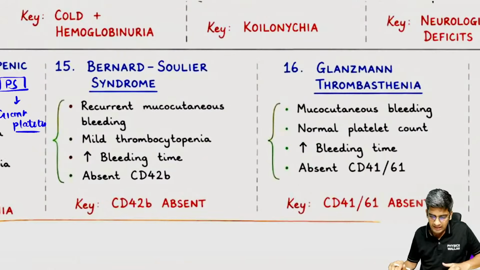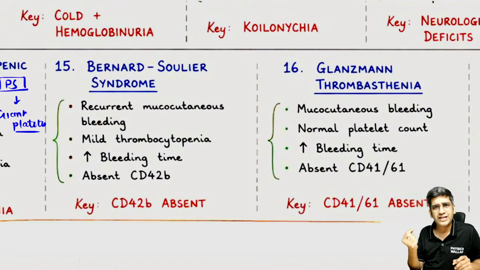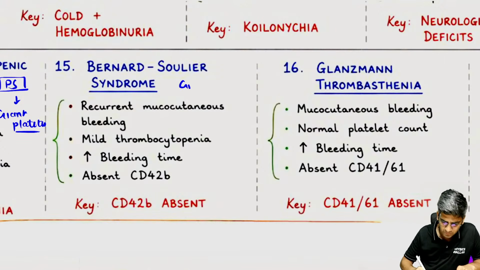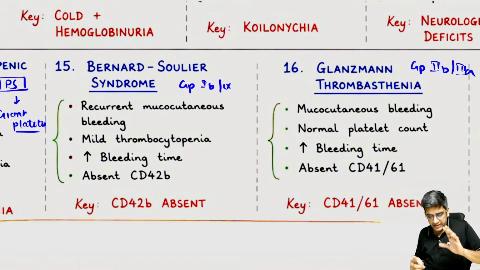Bernard-Soulier and Glanzmann might not come in a long answer question or a short answer question. The only thing which can come is an MCQ, right? In Bernard-Soulier you'll have a defect in one glycoprotein, in Glanzmann a defect in the other. Here you'll have a defect in GP1B9, a very important 1 mark question or a viva question. Here you'll have a defect in GP2B3A, right? They don't have classical clinical features.